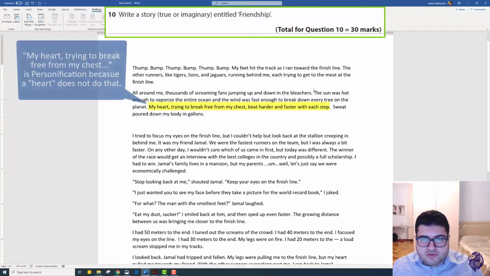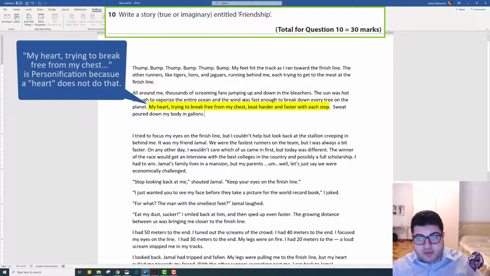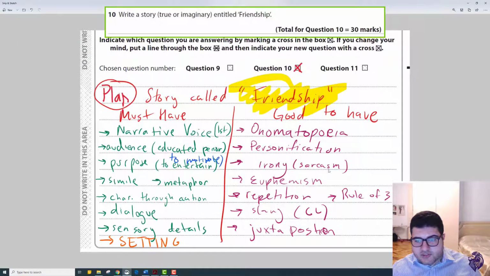Personification. I don't know if I used personification here, but if I wanted to, I could probably work in something with the sun doing something, like the sun was burning. Again, you don't have to remember personification. If we look back at the original list, it was on the good to have, but if I don't have it, it's not a huge problem.